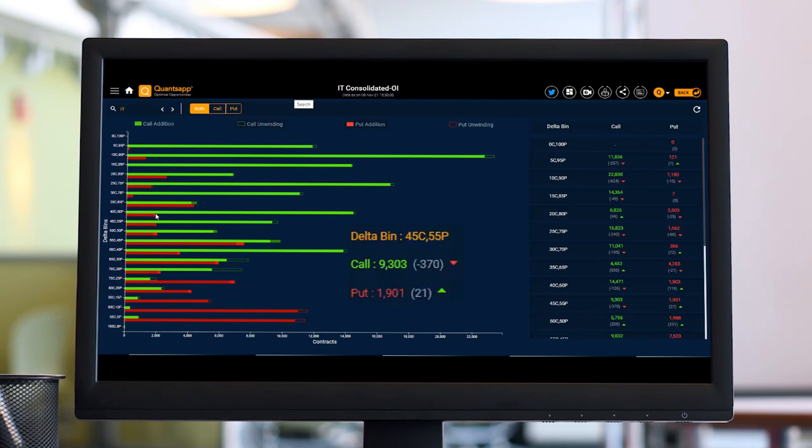What we need to observe is the change. We don't need to check the absolute figures. Observe the change; we need to quantify the change. Just by looking at this figure, I know that the IT sector does not have a lot of resistance coming up ahead. The moment I see that the 50 delta call sees an unwinding and this 55 delta call sees an unwinding, that becomes a strong sector for me. Still, it is a strong sector for me.